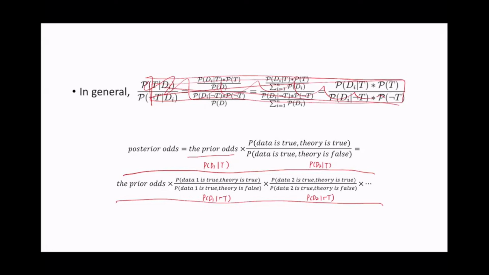So according to the factor principle, which is also the posterior odds that we yield from the Bayes theorem, we multiply that by the probability of the data given the theorem is true divided by the probability of the data given the theorem is false, and we multiply the likelihoods of the evidence to get the posterior odds.